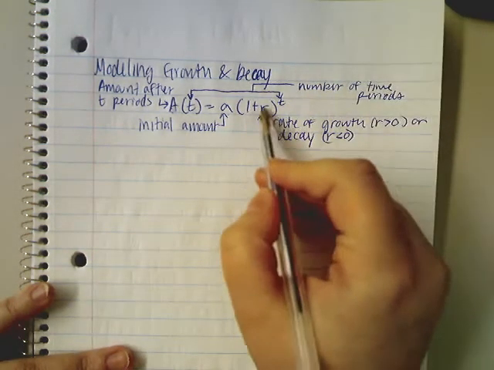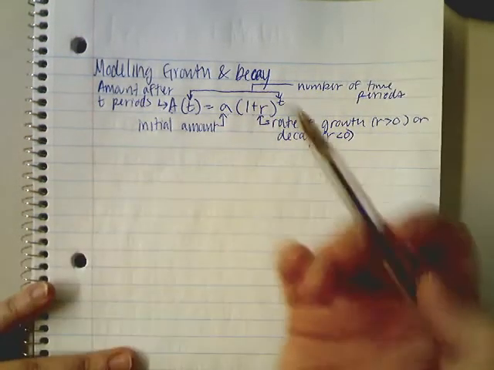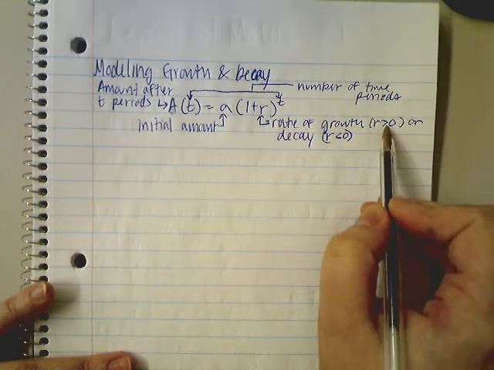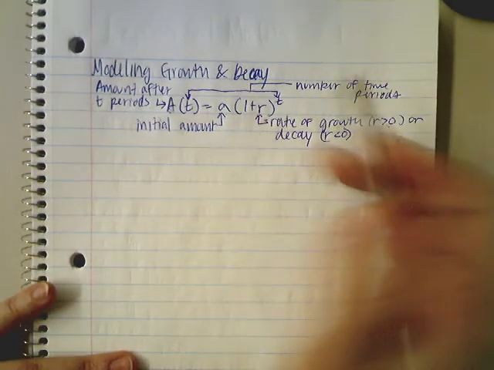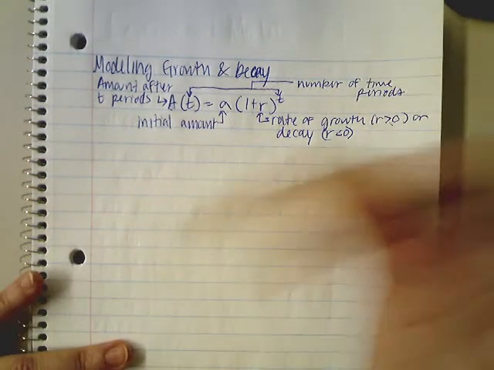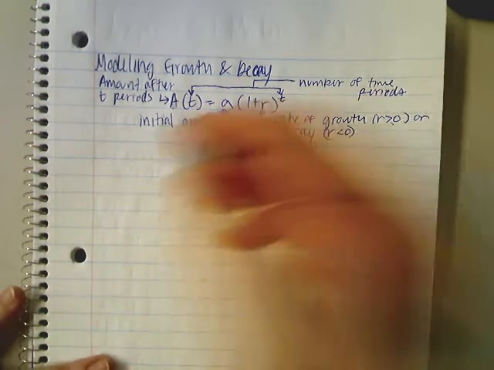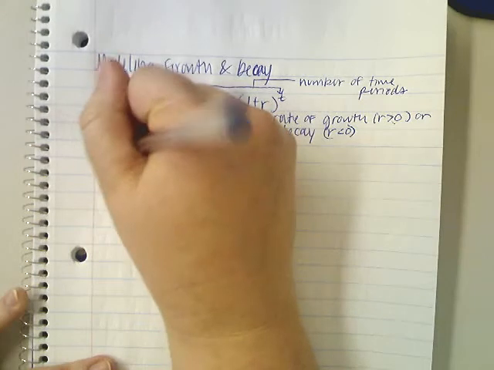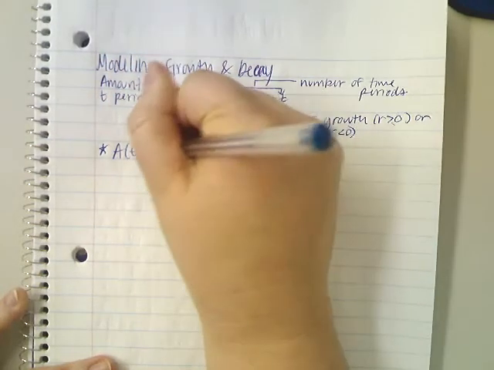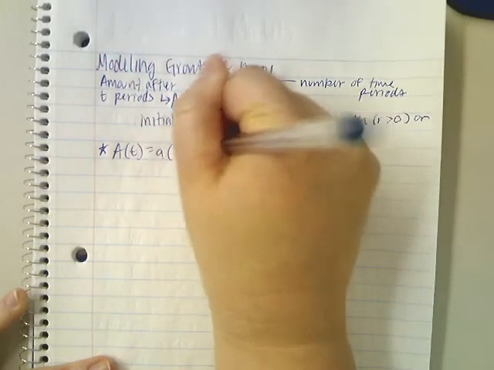So again, if I'm adding a negative, I actually take away from 1, so I'm going to be multiplying by a number less than 1. If r is greater than 0, I'm adding something to 1, which means I'm going to have a b value greater than 1, which means it will be growth. So again, this equation is going to be particularly important. A of t equals a times 1 plus r to the t.